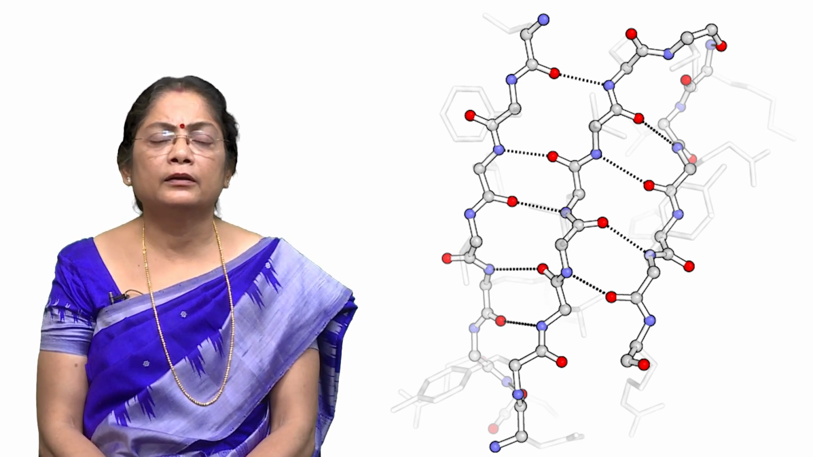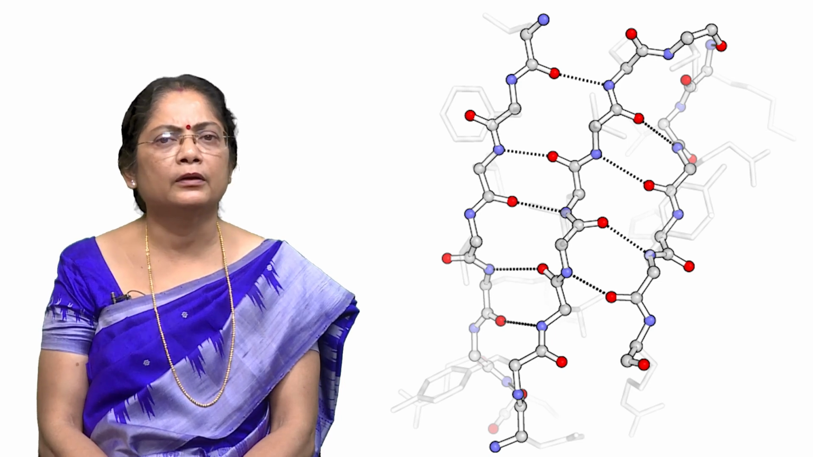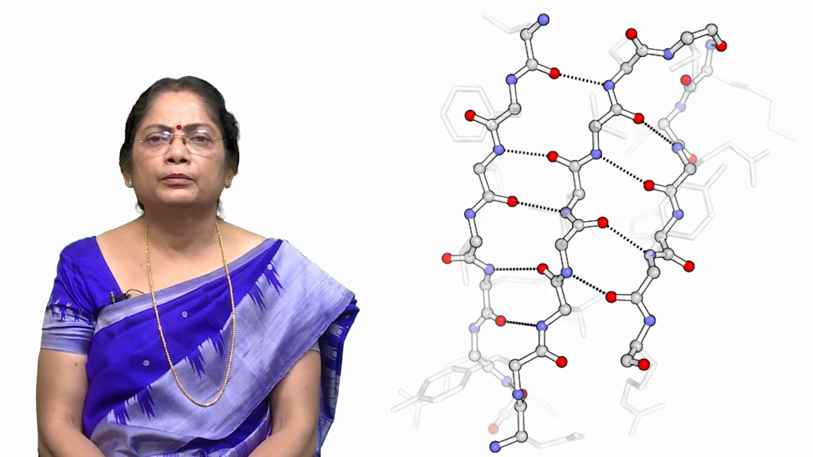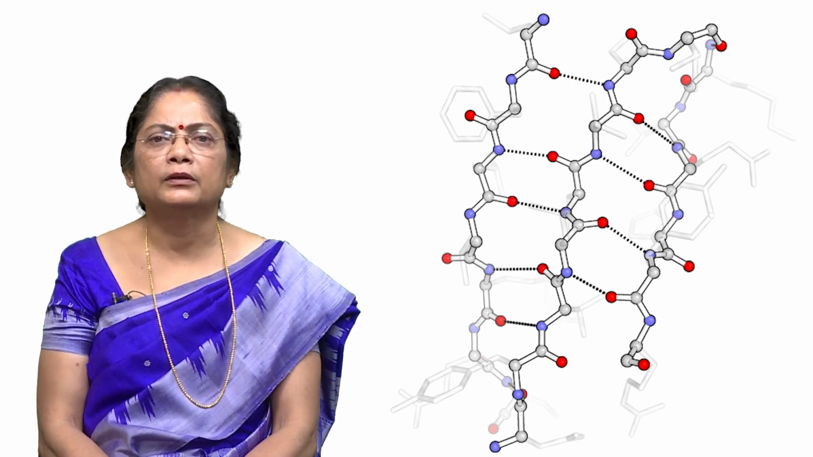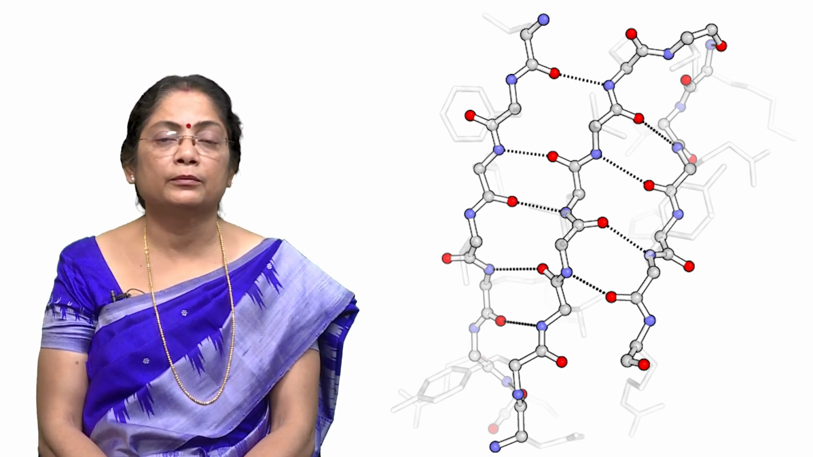Now, this is the key. What is the chemical degradation? What is the chemical process? It is phenyl isothiocyanate which reacts with the amino group, as we have already seen in the previous slide, or in the case of a proline residue, with an amino group at the N-terminal end of the polypeptide chain, to form a phenylthiocarbamoyl derivative of the terminal residue. So, we give the polypeptide chain, and the phenyl isothiocyanate ultimately gives a derivative of the terminal amino acid.